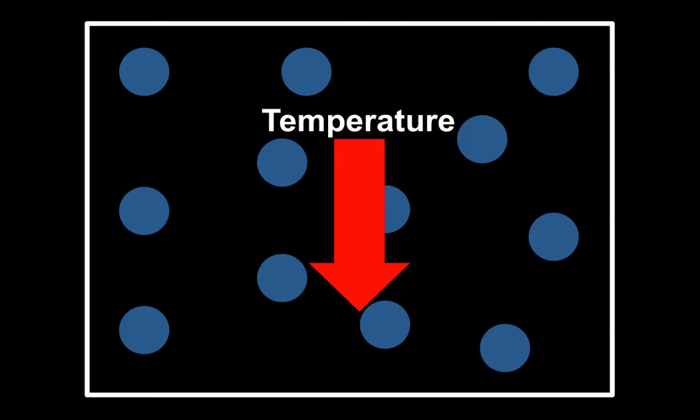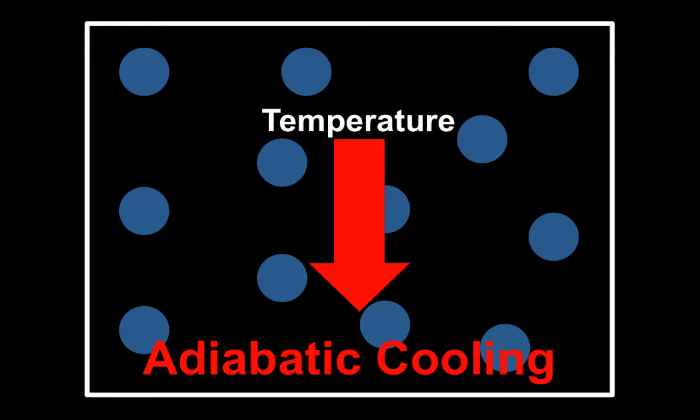And when this occurs, this is called adiabatic cooling. When the opposite occurs and we increase pressure and increase temperature, that is called adiabatic warming. And both of these have major implications on air currents. Now let's look at latent heat.